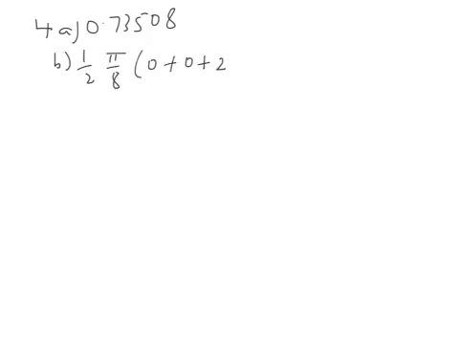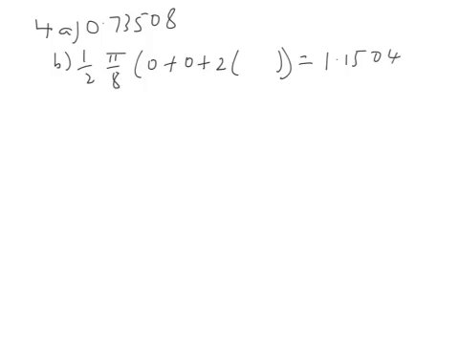Question 4, part A, the missing number works out to be 0.73508. And in part B, using the trapezium rule, so it's a half of pi by 8, the first number plus the last number plus 2 times the middle numbers, and that works out to be 1.1504.